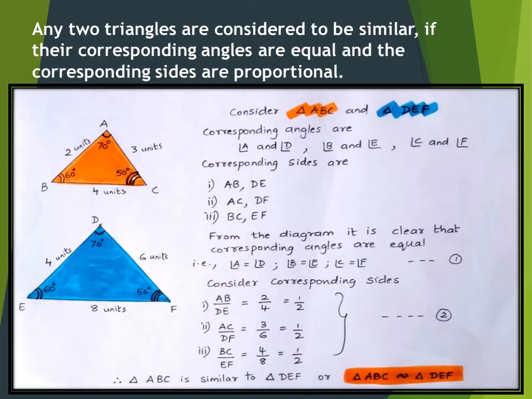Dear students, you all know how to write the symbol for congruency. Now you will be learning how to write the symbol of similarity. If you observe here in the right side corner, triangle ABC is similar to triangle DEF. This is how you write the symbol for similarity.